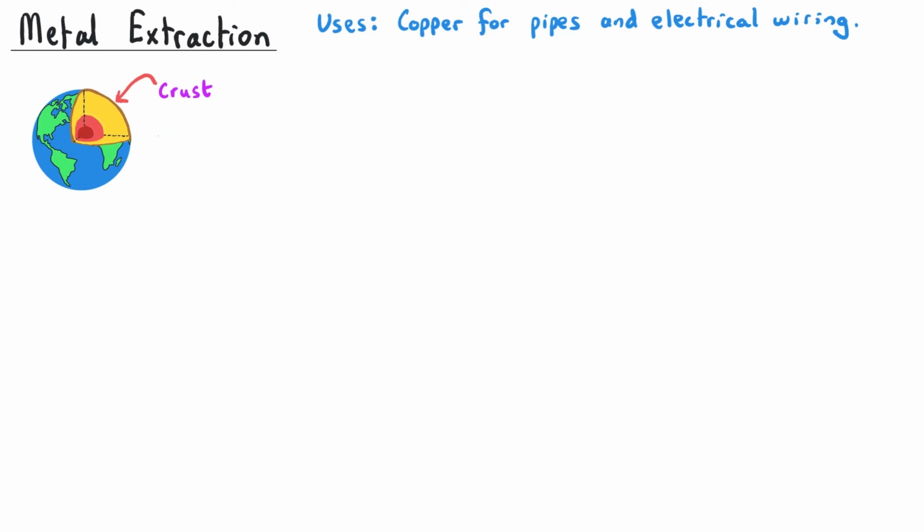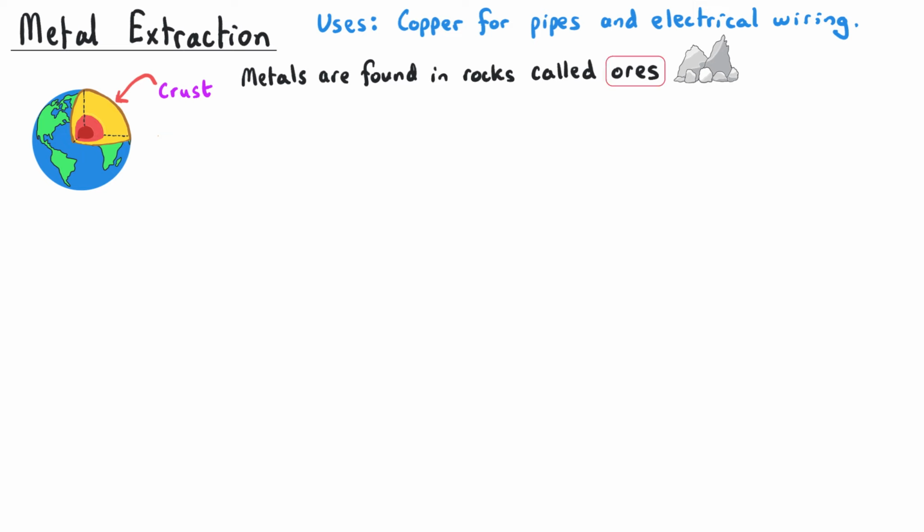Humans use metals for a huge variety of things, from building materials to vehicles, from pipes to wiring. We get these metals from the Earth's crust, but we don't normally find them as the pure metal inside the crust. They're normally in types of rock referred to as ores.